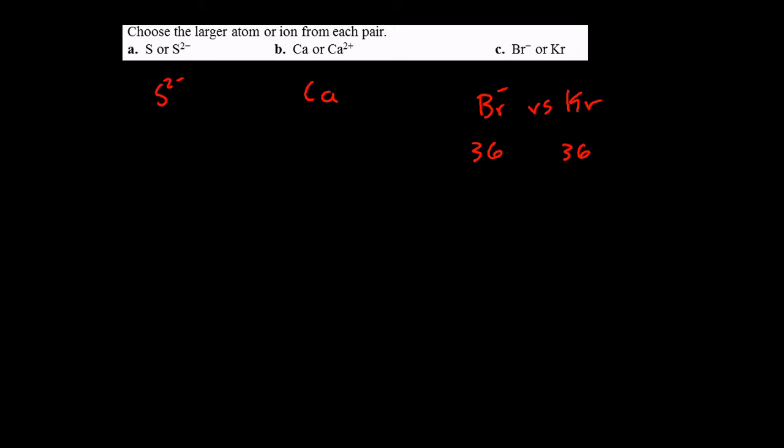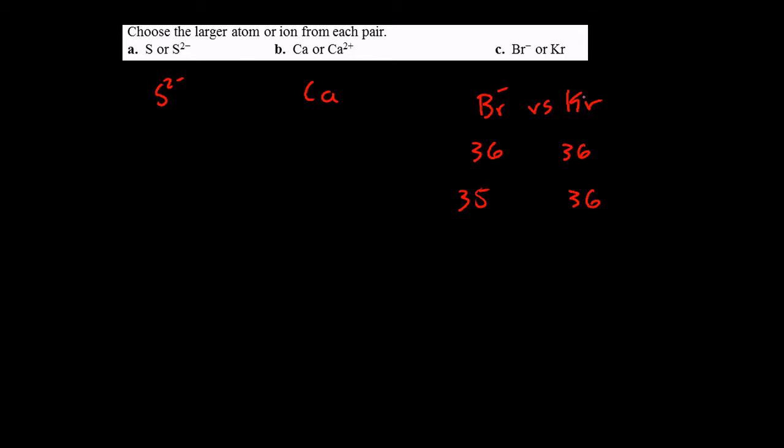But keep in mind that that is just looking at neutral elements. Another thing that is different here is that we have an extra electron with the bromine for one thing, but also the number of protons is different. So they have the same number of electrons, but the number of protons is different. This has 35 protons, and this has 36 protons.